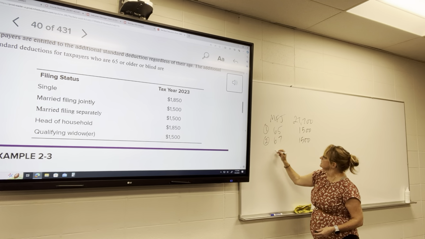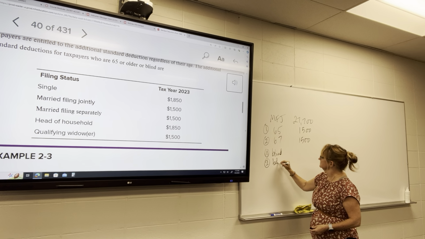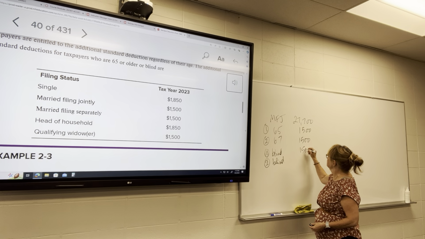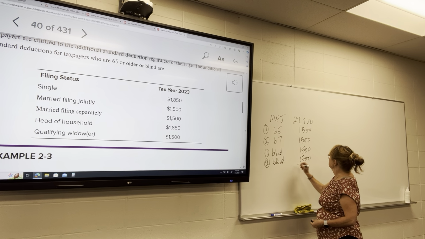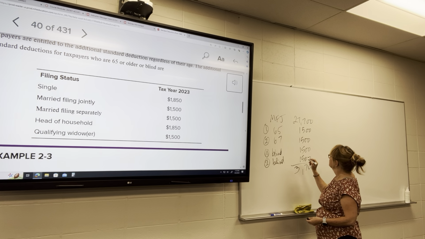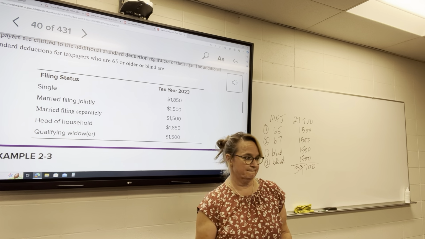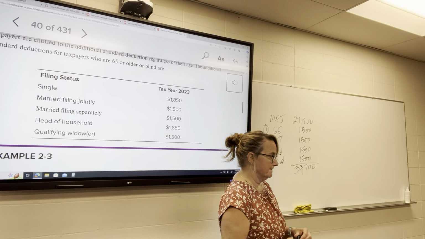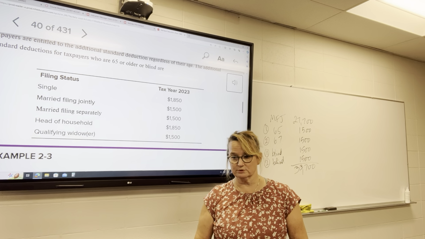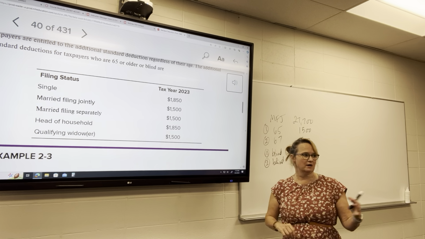And if they're both blind, this is spouse 1 again, spouse 2 blind, another $1,500, $1,500. So that's $6,000, right? $27,700 plus $6,000, $33,700 is their standard deduction. Okay? Only if they have those attributes do they get that, though. And yes, the age cutoff is 65.